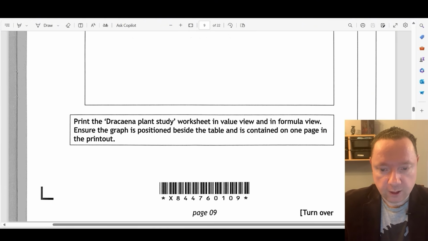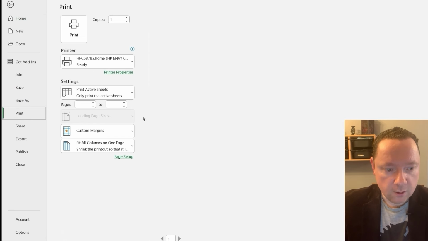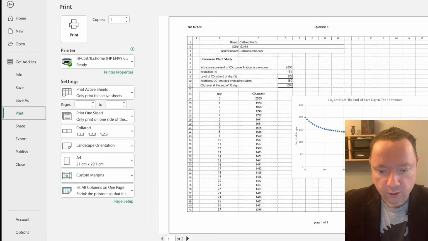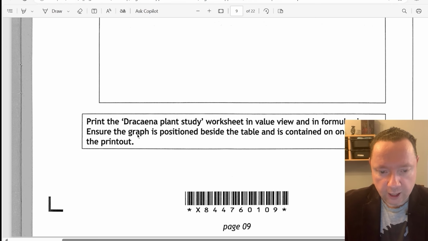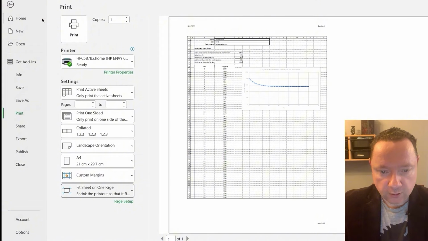Just print it in value and formula view. So you just go to File, Print, that's just value view. You have to make sure that your graph is beside the table and on one page. So fit on one page, which I've already set, that's fine.